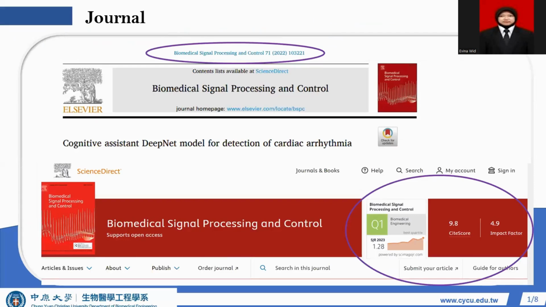For the article and journal information, the title of the article is Cognitive Assistant Deep Net Model for Detection of Cardiac Arrhythmia, published in Biomedical Signal Processing and Control in 2022. When we go to the journal, we will see that this journal is Scopus Q1, and the impact factor is 4.9.